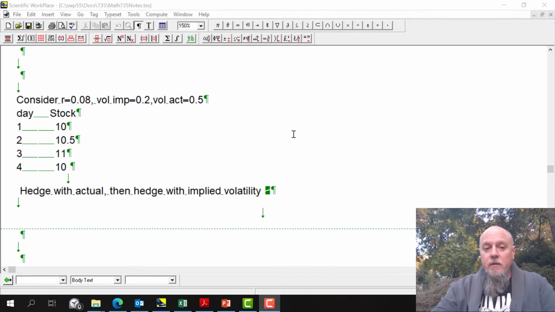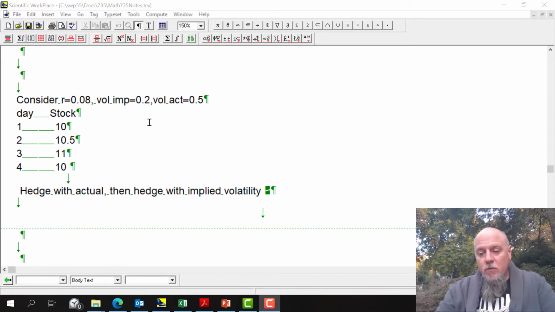So let's think about the situation where we've got a risk-free rate of return of 0.08, and more importantly, we found that the implied volatility of a particular stock is 0.2, and the actual volatility is 0.5.